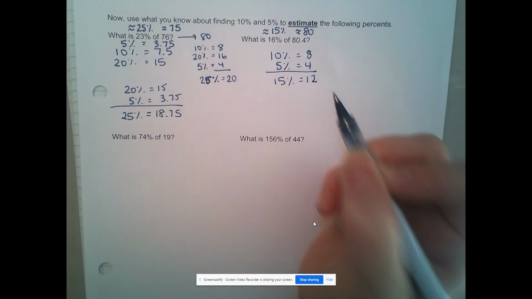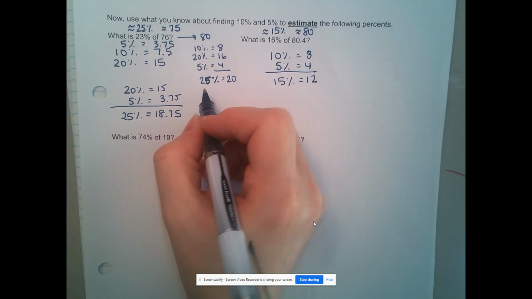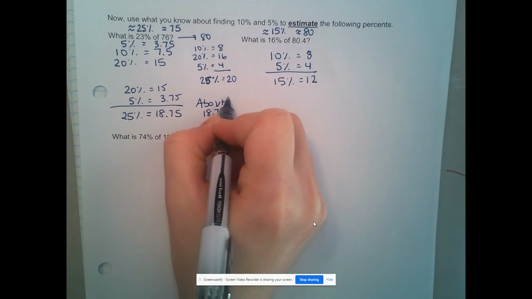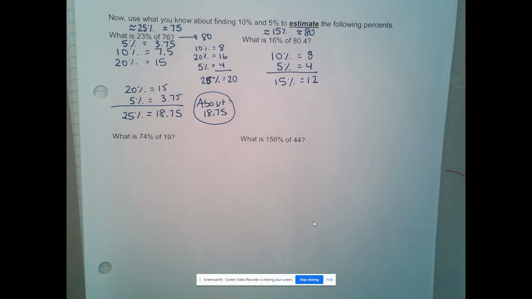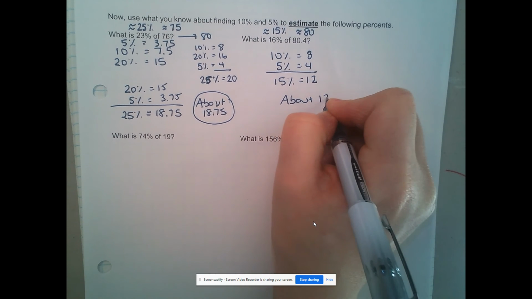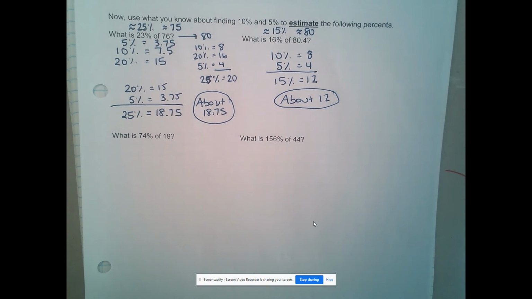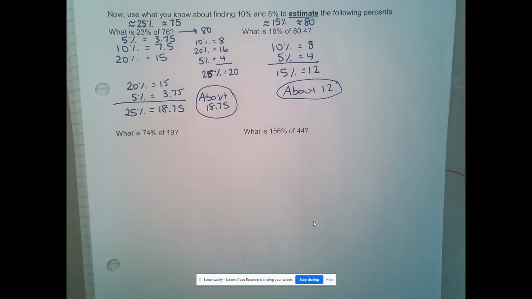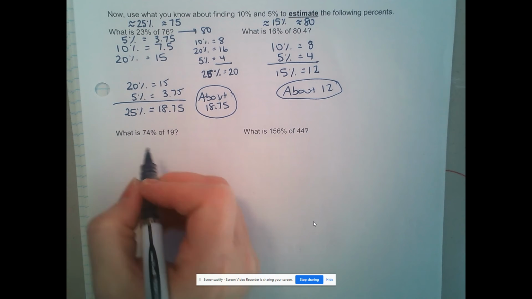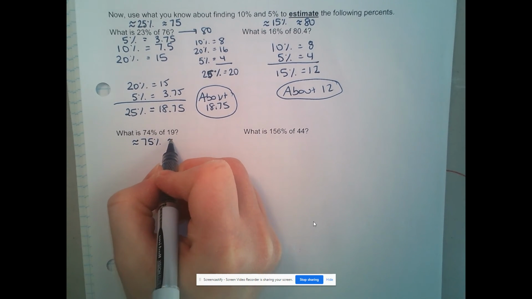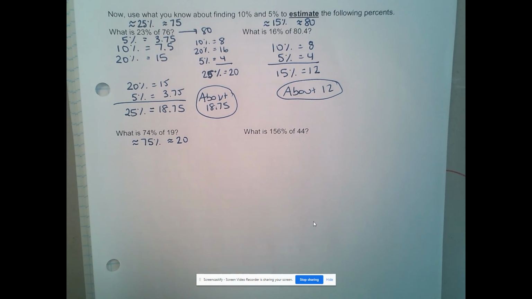So that's not terrible. The first one, we might say about 18.75. If you went with the other method, you might say about 20. On this one, we would say about 12. So not forgetting that our final answer is an estimate, even though we did an awful lot of math to get it. What is 74% of 19? So I'm going to go with 75%. And instead of 19, I'm going to use 20, which is a whole lot friendlier.